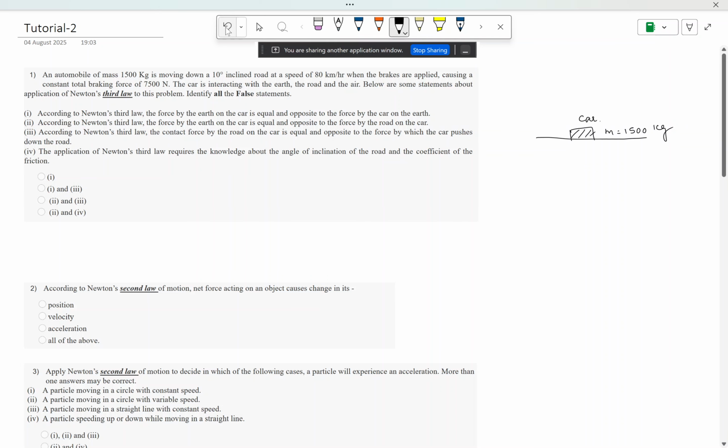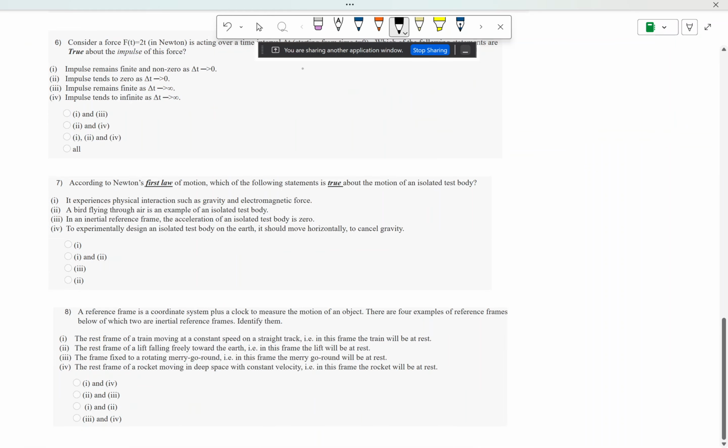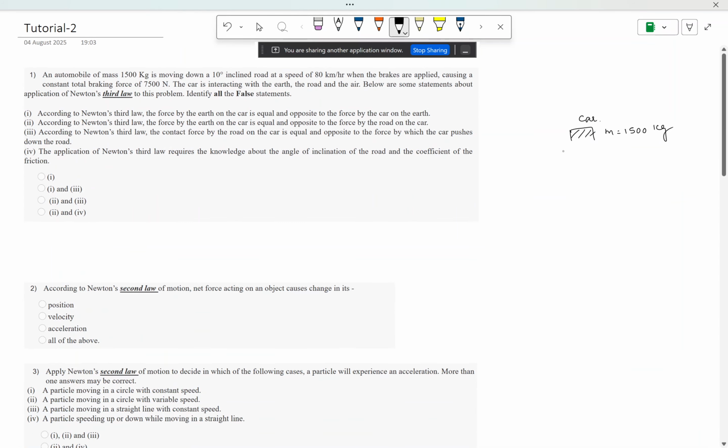Although right now I have drawn it on a flat surface, unlike what is given in the question, that it is moving down a 10-degree inclined road. So the car is moving down like this. Let's say this is a 10-degree angle. This is your flat surface, and with respect to that, at an angle of 10 degrees, there is this inclined plane.